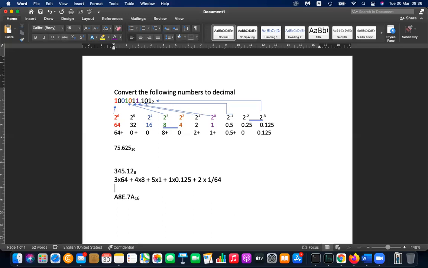Right, then you have to add the values. So what is the total? 64 into 3, 60 into 3 are 180. 192 is the value there, and this is 32, and this is 5, and this is 0.125, and the last one is 0.